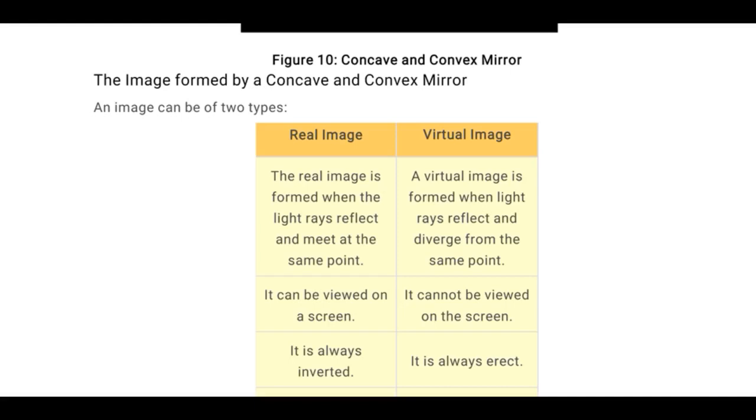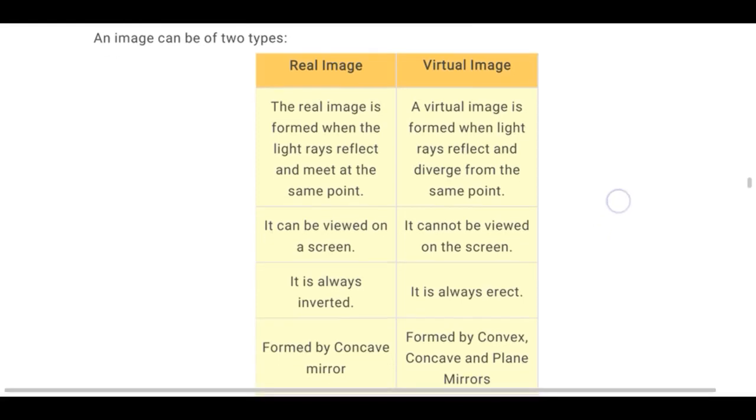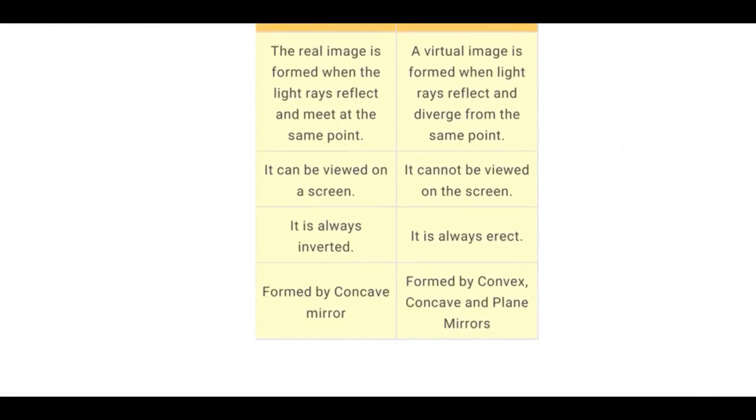The real image is formed when the light rays reflect and meet at the same point. So it will be able to meet at one point. Whereas a virtual image doesn't meet at any point, it diverges. Right? A real image can be viewed on the screen, and we know it is always inverted. Wherever the inverted image is formed, that image is called a real image. If it forms an erect image, that is called a virtual image. That is a பொய்யான image.